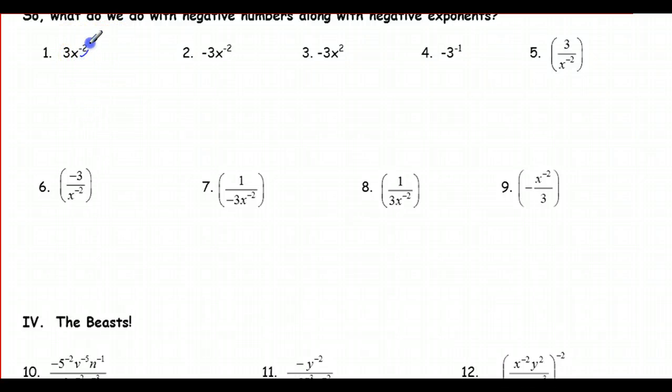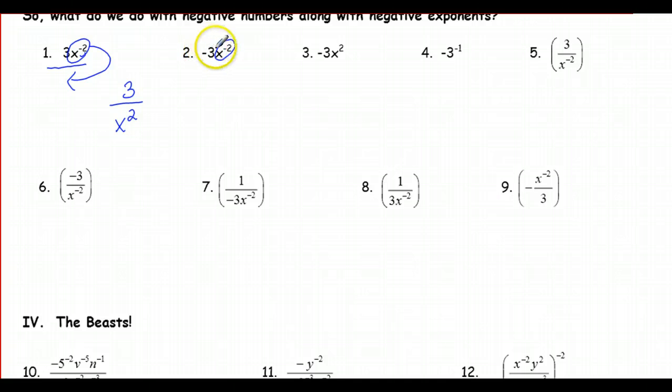So the negative 2 as an exponent only applies to the x. So really, when we simplify this, we're only going to move the x to the negative second to our denominator. So our solution here would be 3 over x squared. All right, let's take a look at number 2. Now again, our negative exponent only applies to our variable x, not to the 3.